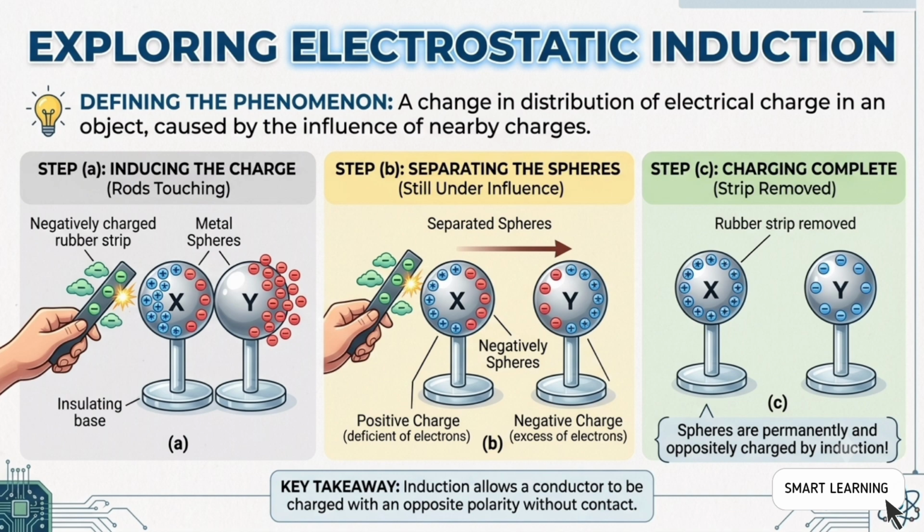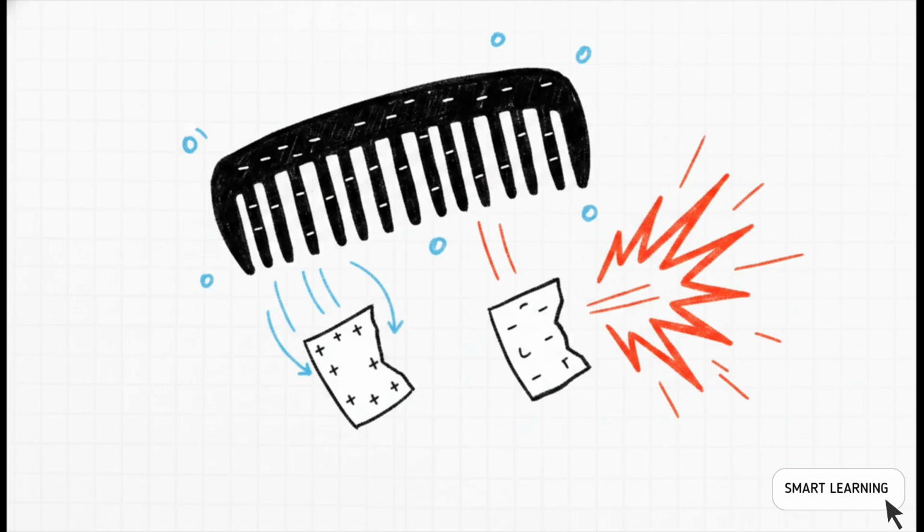Sphere X is now trapped with the deficit of electrons, making it permanently positive. Sphere Y is trapped with an excess, making it permanently negative. We successfully charged both of those spheres without ever actually touching them with our original charge strip. How cool is that?